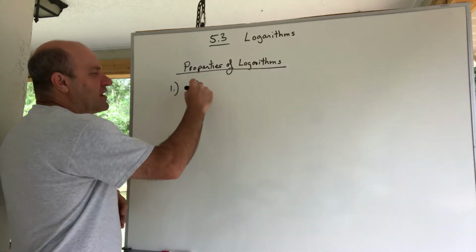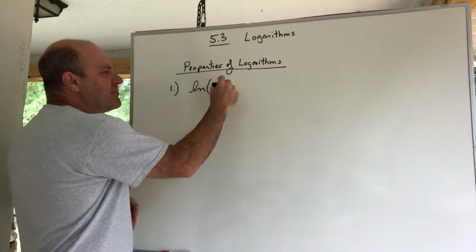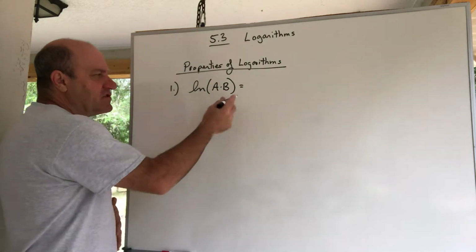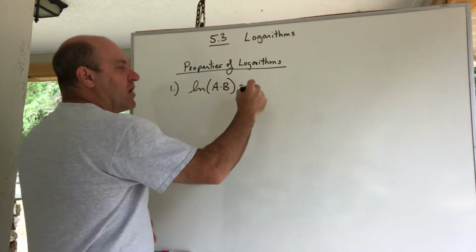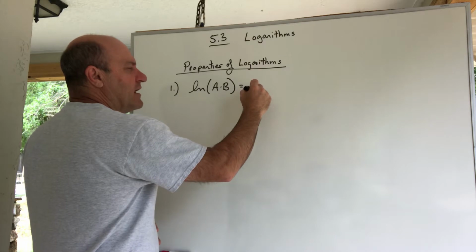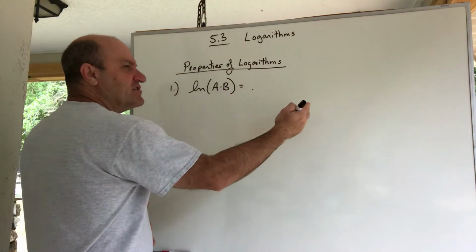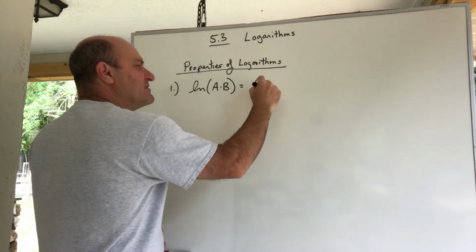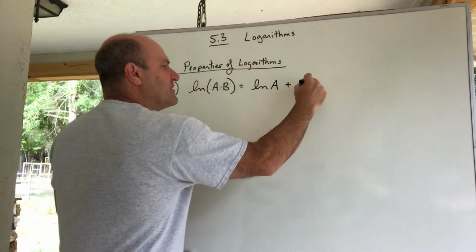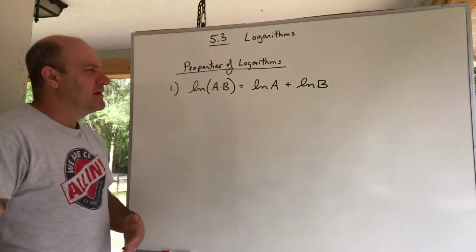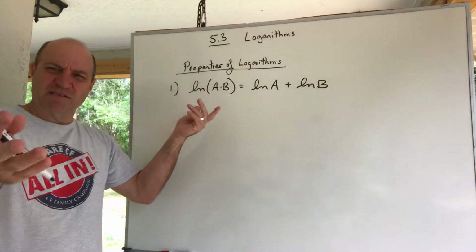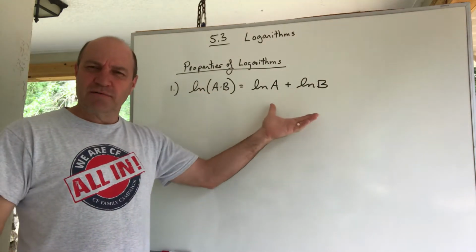So here I go. The ln of a times b. Logs have this special property, all logs, but the natural log has this special property also. That is, I can take the log of a product and bust it into the sum of two logs. So I can make this the natural log of a plus the natural log of b.